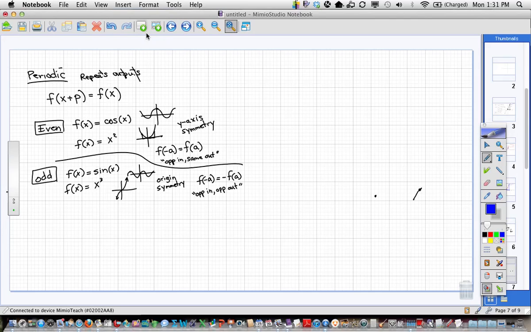Wouldn't be a function. If you have a function that has x-axis symmetry, it means you could fold it on the x-axis. Well, it's not going to be a function because it's not going to pass a vertical line test. So no function has x-axis symmetry. This is called origin symmetry, y-axis.